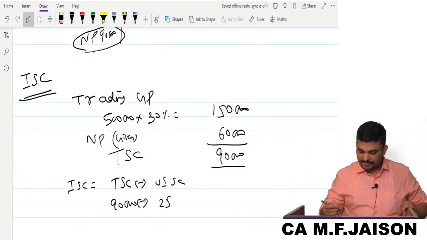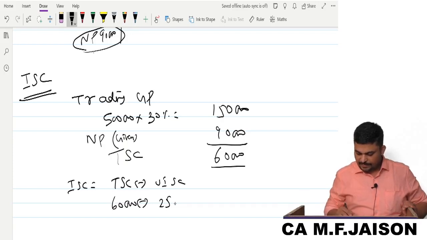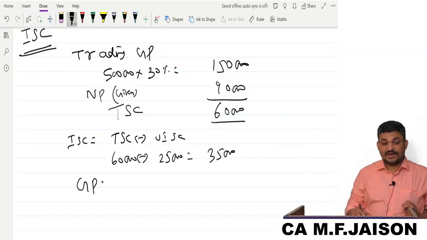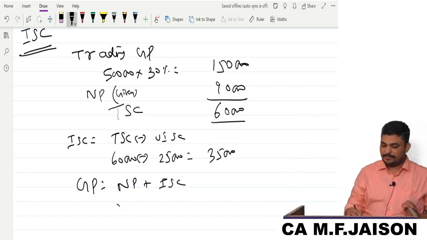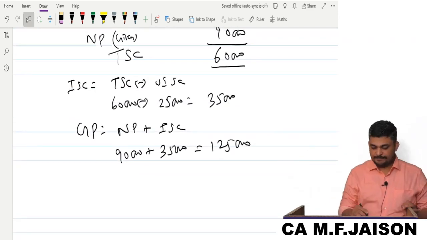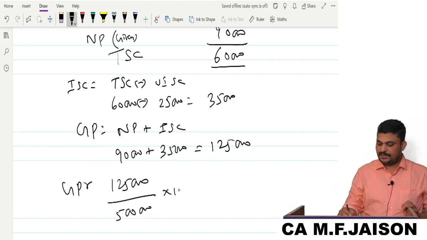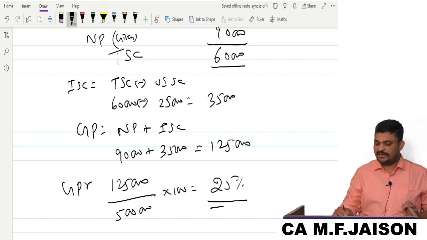Net profit is 90,000. So which is 35,000. So now, my dear friends, gross profit for our policy is equal to net profit plus insured standing charges. So it is net profit 90,000 plus insured standing charges 35,000. So it is 1,25,000 is the gross profit, and then gross profit ratio is equal to 1,25,000 divided by 5 lakhs into 100 gives us 25%.